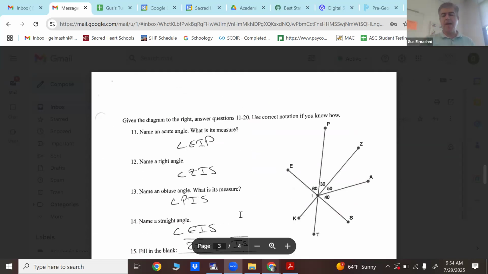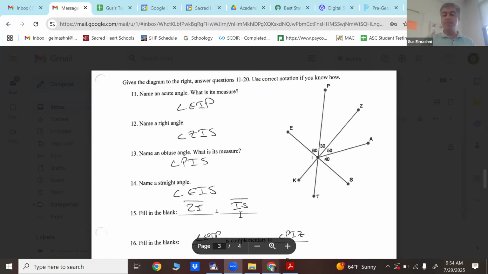This one, we haven't learned this stuff, so don't worry about it. You will learn it eventually. Acute is less than 90, so any angle less than 90, EIP would be a great example. When you name angles, you have to give 3 points, and the middle point has to be the vertex, the sharp corner. So also to think about, this is a good discussion of angles.